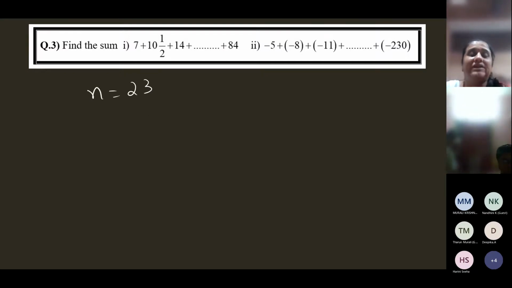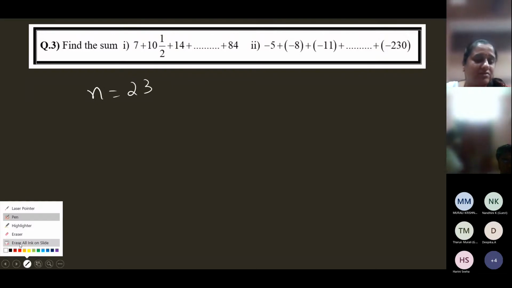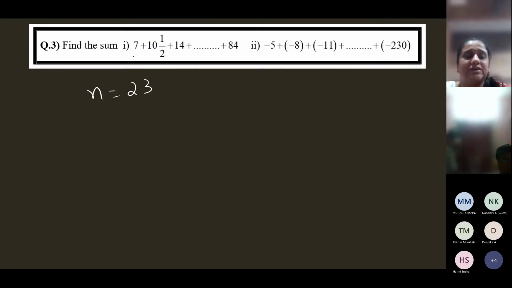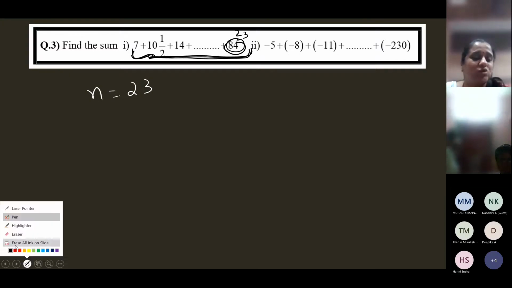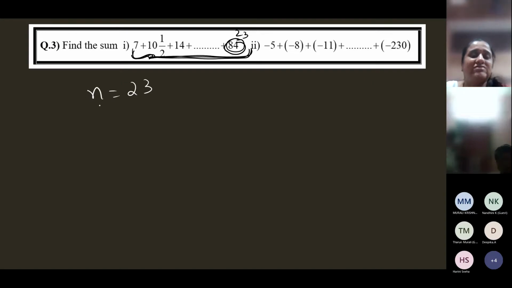That means there are 23 terms in this AP, in this arithmetic series. There are 23 terms because 84 is in the 23rd position. Now it's clear. So find the sum, meaning you should find S23. Why? Because there are 23 terms. Earlier we didn't know how many terms there were. Now you know there are 23 terms. So you should find S23.